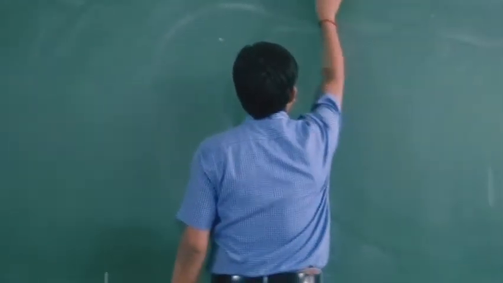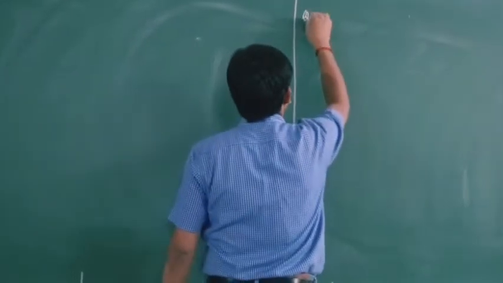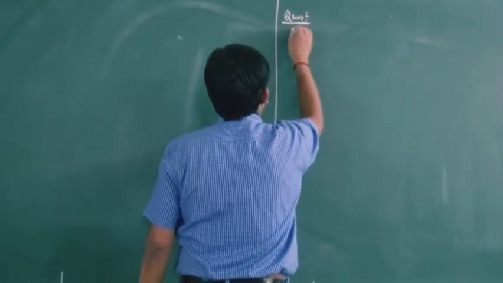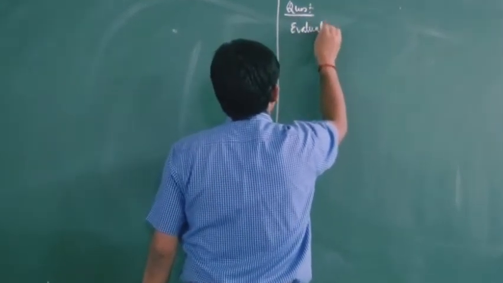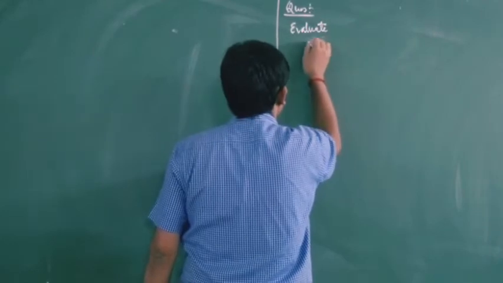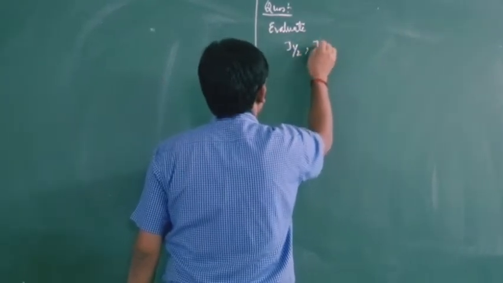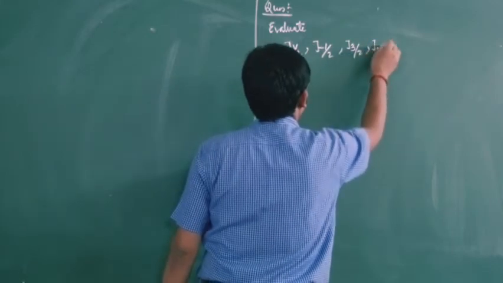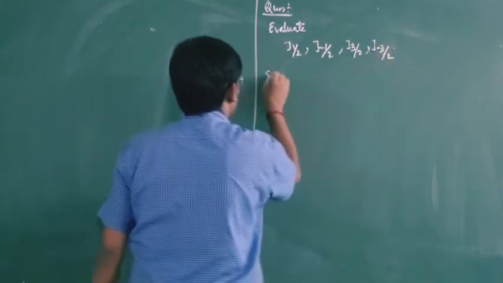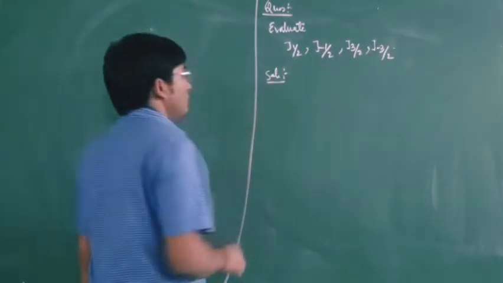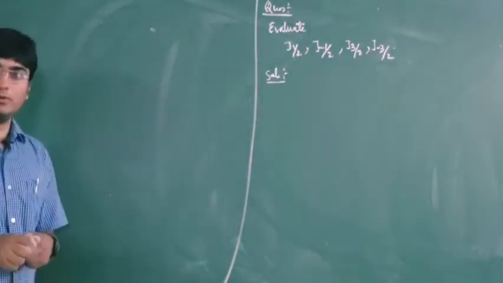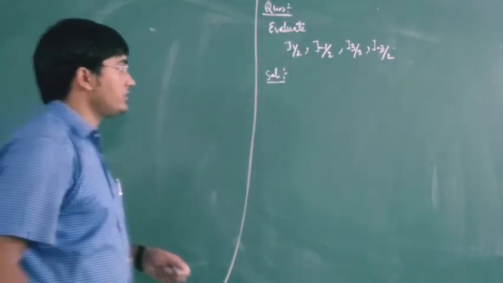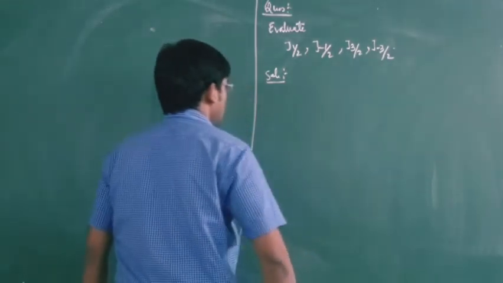So in the first question, evaluate the values of J half, J minus half, J 3 by 2 and J minus 3 by 2. Solution. In the first problem, let us evaluate the values of J half, J minus half, J 3 by 2 and J minus 3 by 2.